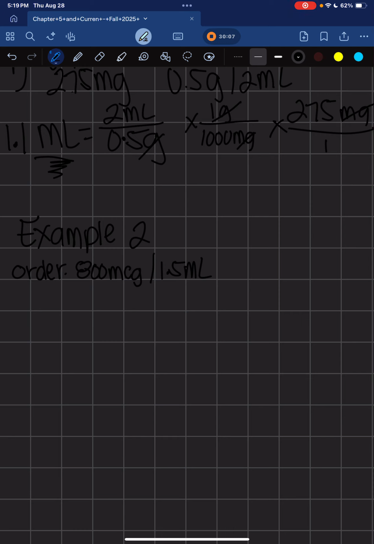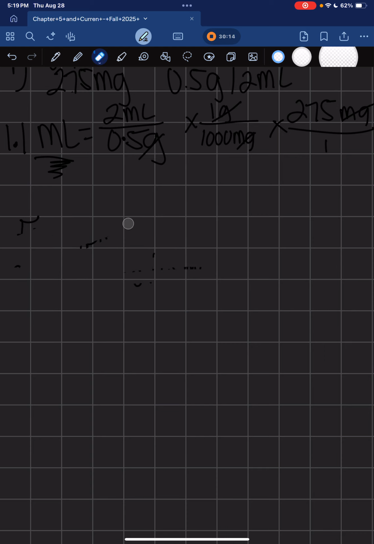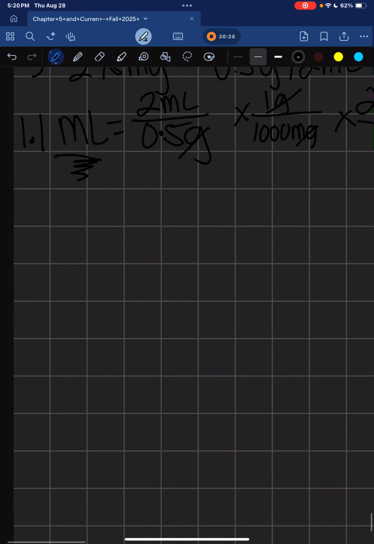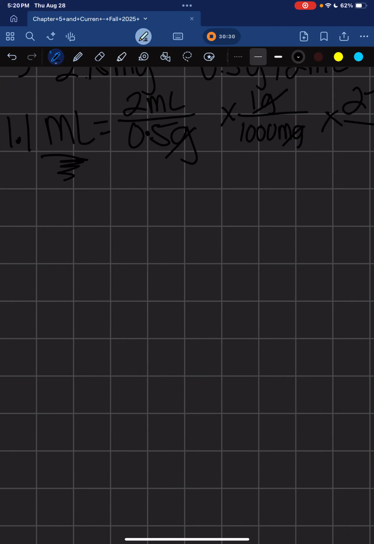We are now on page 167, and we are going to do why would we ever need a count of drops per minute when we have these smart infusion pumps that will deliver milliliters per hour? Why would we ever want to give drops per minute or calculated drops per minute answer when we have smart infusion pumps that will deliver milliliters per hour?